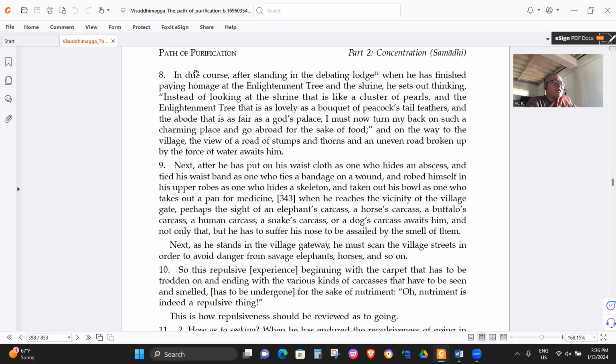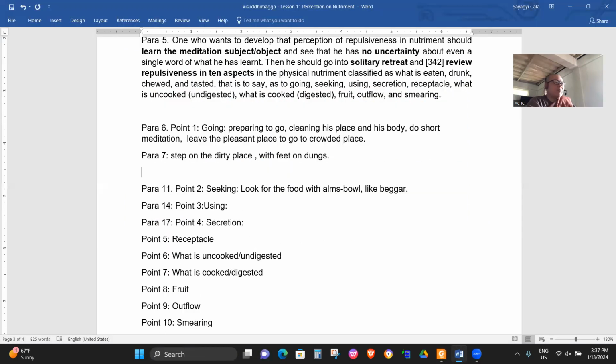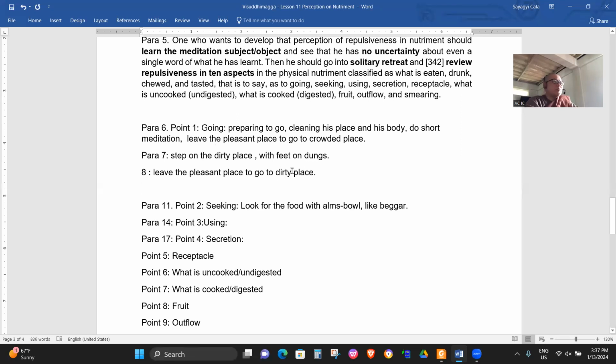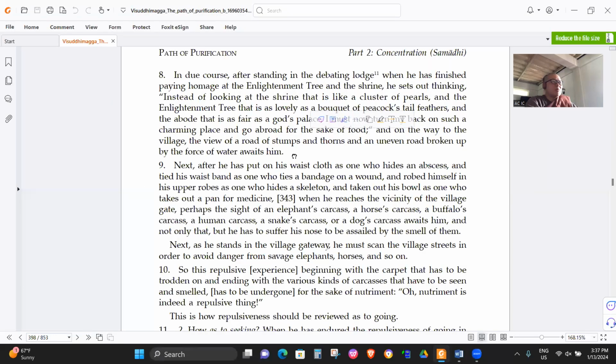This is number 8. Okay, number 8. From number 8, it's also the same: he pays homage to the enlightenment tree. Then after that, instead of looking at the shrine, which is so beautiful, so lovely, he must turn back and go for the search of food. Also the same thing, right? So paragraph 8 is also the same. It's talking about leaving the pleasant place to go to a dirty place. Because normally the monastery and the Bodhi tree are very good places, so you must go to a dirty place.